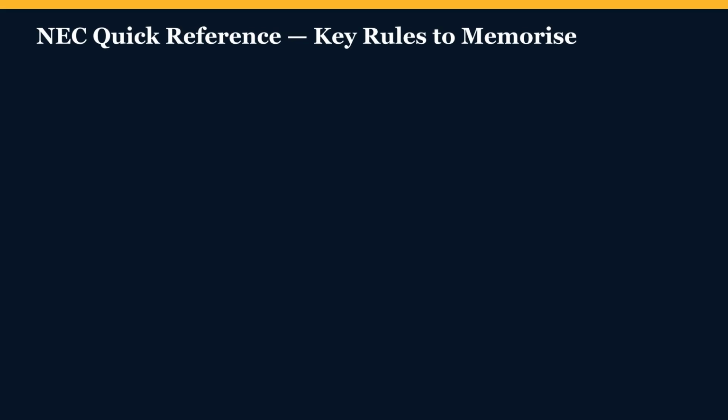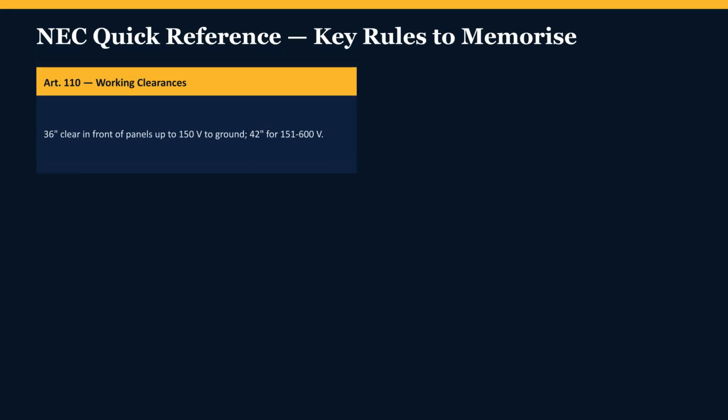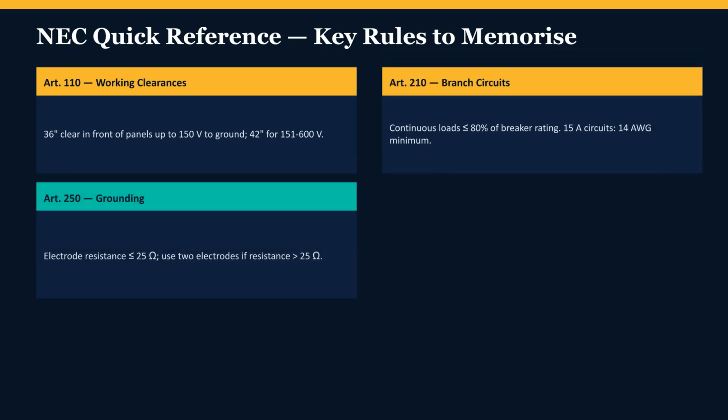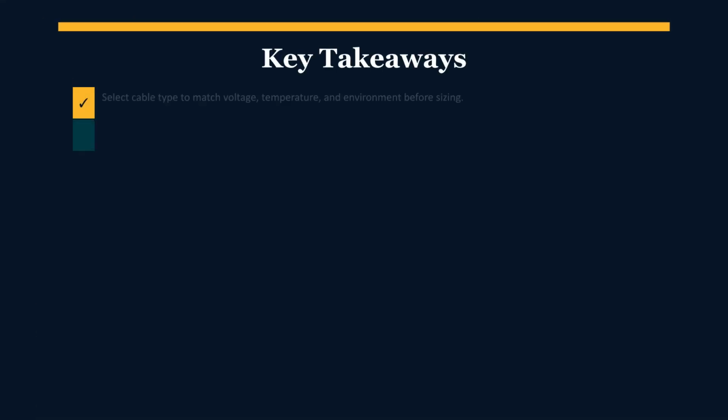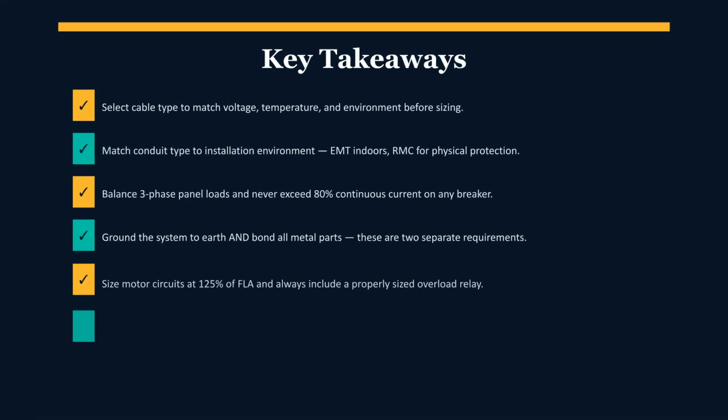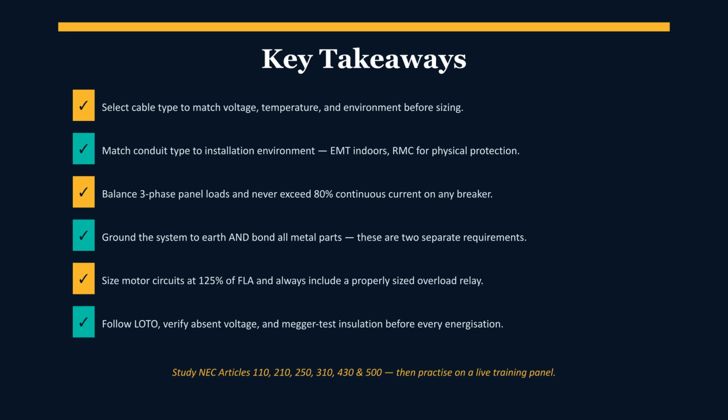For quick reference, remember key NEC rules. This includes working clearances, the 80% rule for continuous loads, minimum grounding resistance, conductor ampacity derating, and motor circuit sizing. The key takeaways emphasize matching cables and conduits to the environment, balancing loads, separating grounding and bonding, correctly sizing motor circuits, and rigorously following LOTO and testing procedures. Review the NEC articles listed for continued learning.